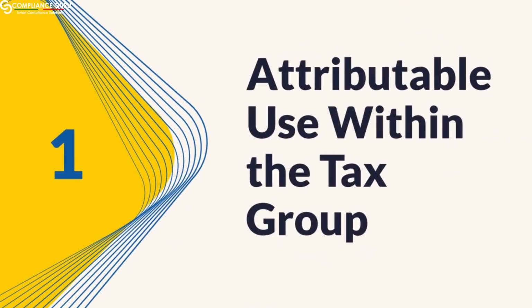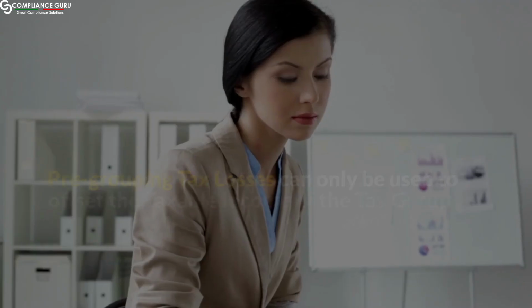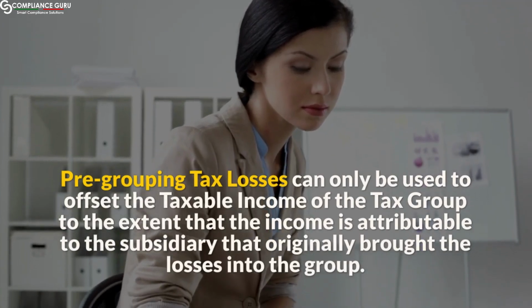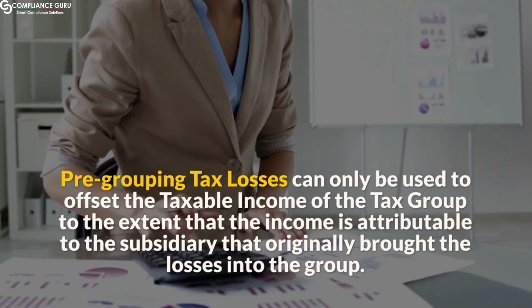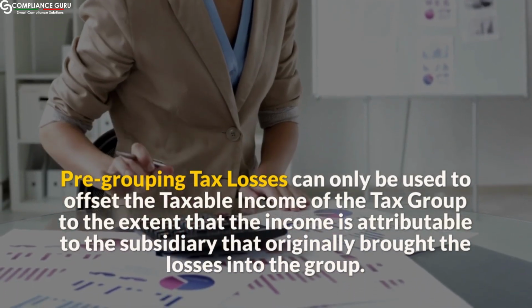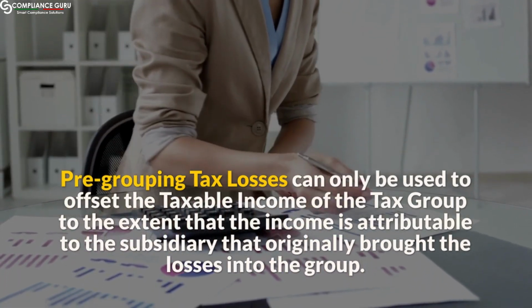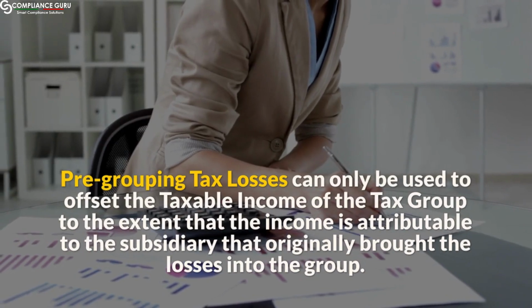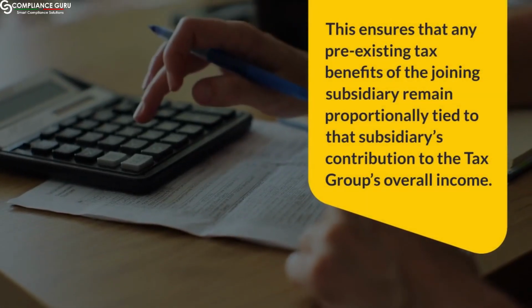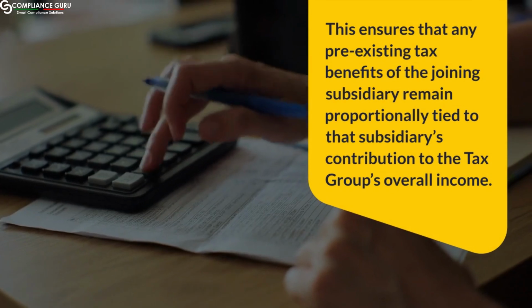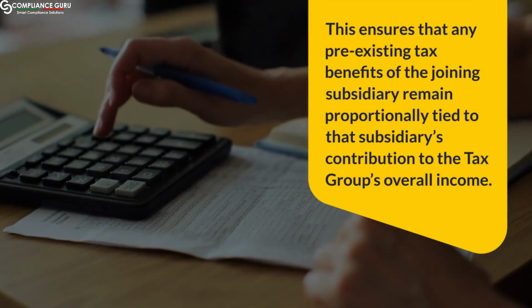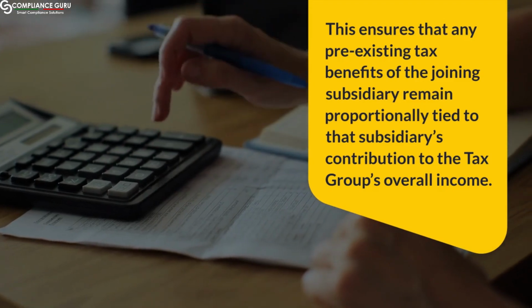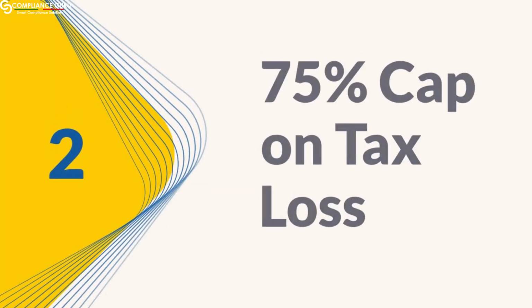1. Attributable use within the tax group. Pre-grouping tax losses can only be used to offset the taxable income of the tax group to the extent that the income is attributable to the subsidiary that originally brought the losses into the group. This ensures that any pre-existing tax benefits of the joining subsidiary remain proportionally tied to that subsidiary's contribution to the tax group's overall income.